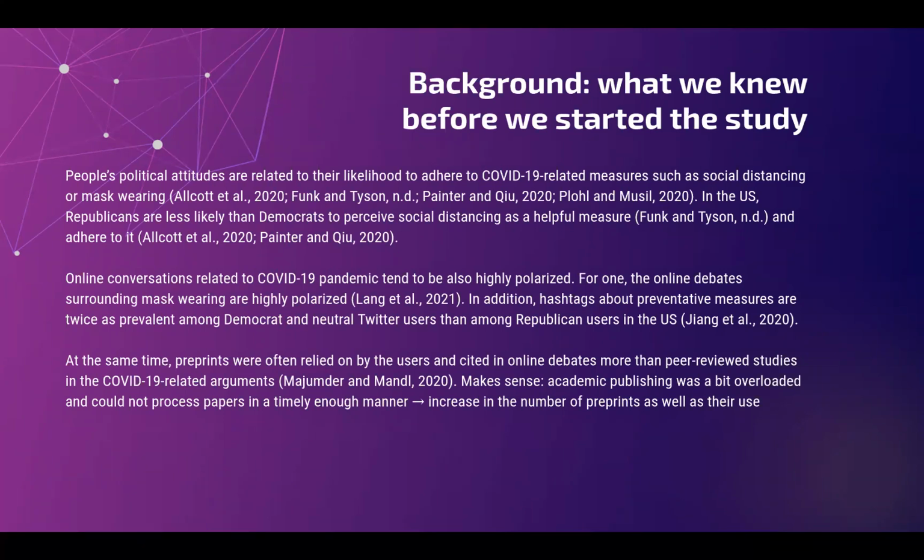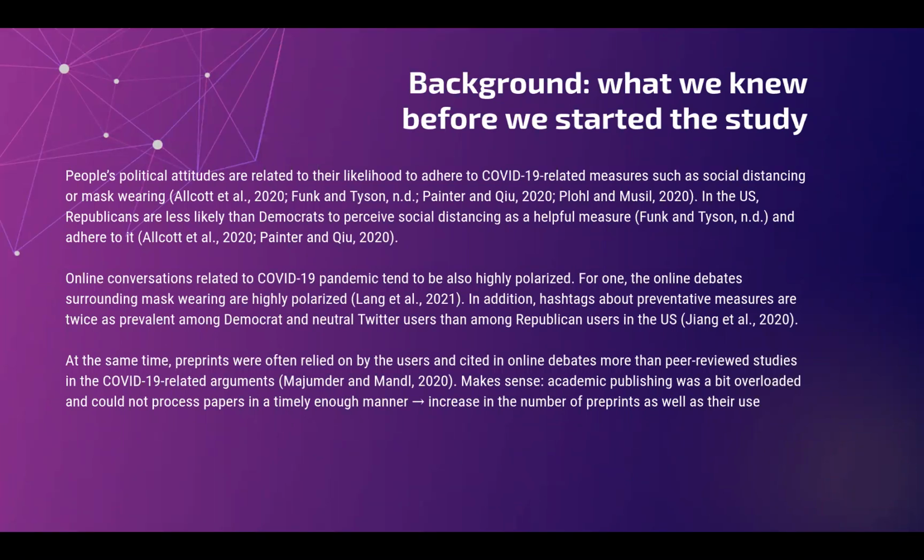But due to the peer review systems being overwhelmed, scientists were publishing a lot more preprints, especially on COVID-19. And what we also know is that people often relied on preprints instead of peer-reviewed studies in COVID-19 related arguments.